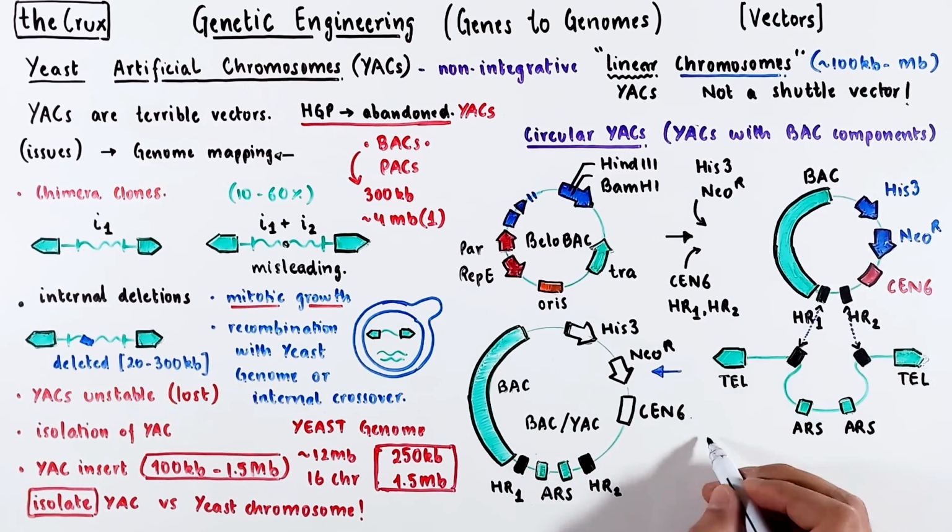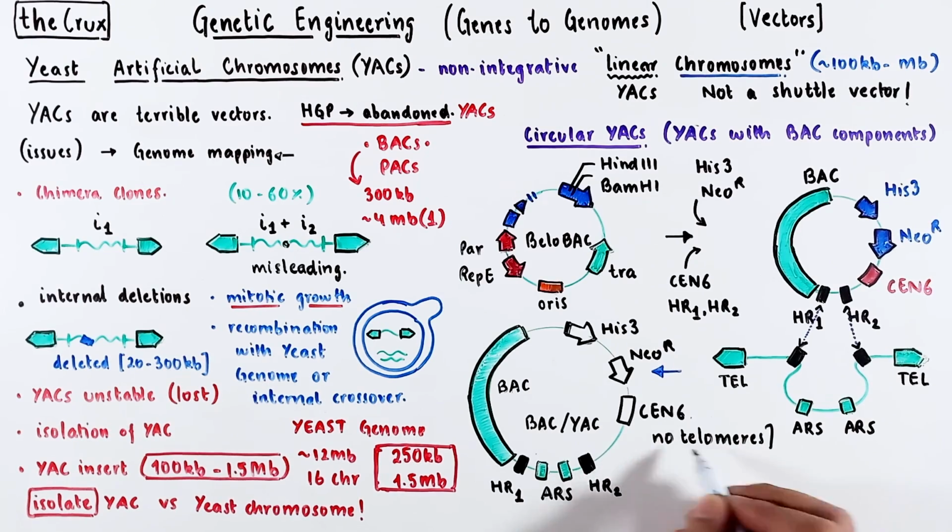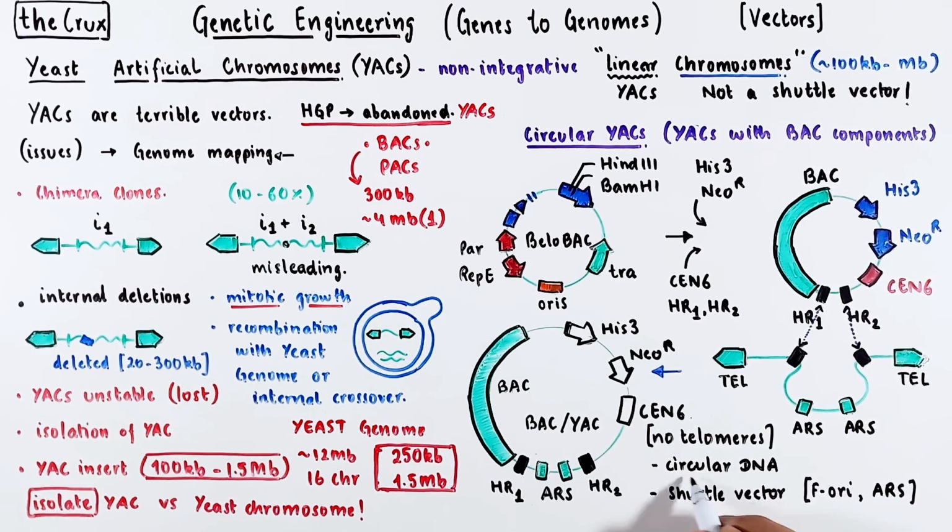Through the recombinations, we have avoided the incorporation of telomeres in the final vector. This remains as circular DNA. It works as a shuttle vector because it has the F plasmid origin from the pBeloBAC and the ARS from the linear YAC. The isolation of a circular YAC is slightly easier because you can do alkaline lysis and avoid getting the genomic DNA. Circular DNA is also much more stable and resistant to shear damage.